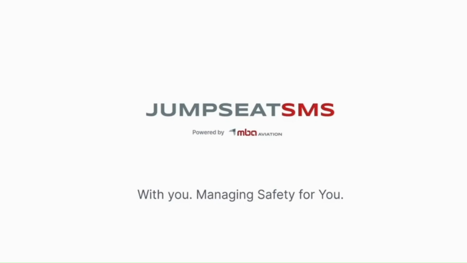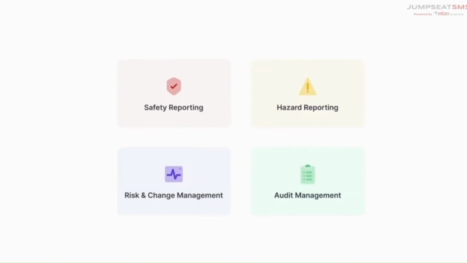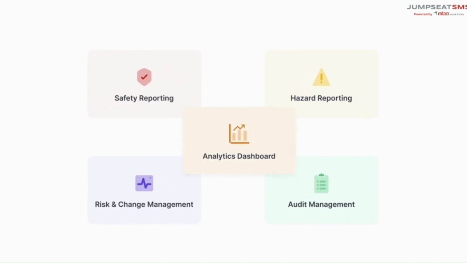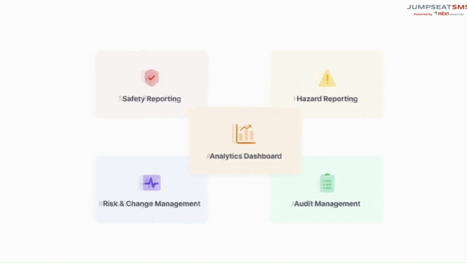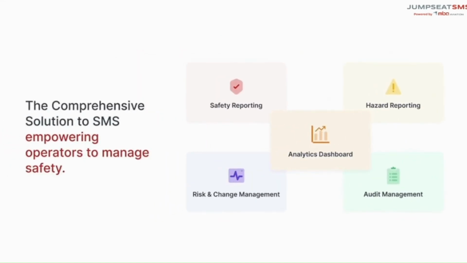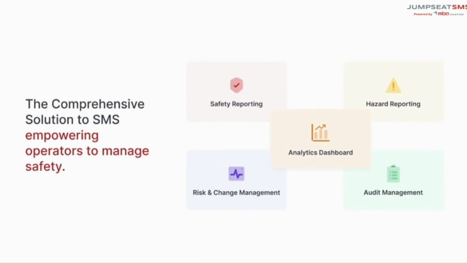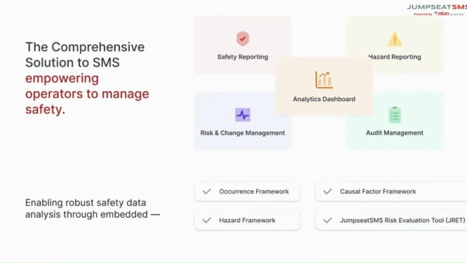Welcome to JumpseatSMS, a robust and intuitive approach to safety management. JumpseatSMS incorporates data from safety reporting, hazard reporting, risk and change management, and audit management, and analyzes safety trends on the analytics dashboard by incorporating embedded frameworks for occurrences, hazards, and causal factors.